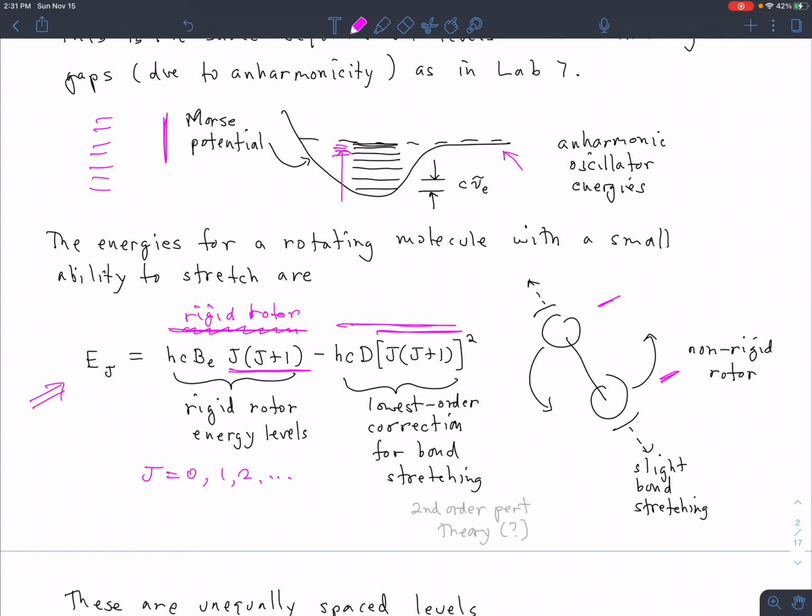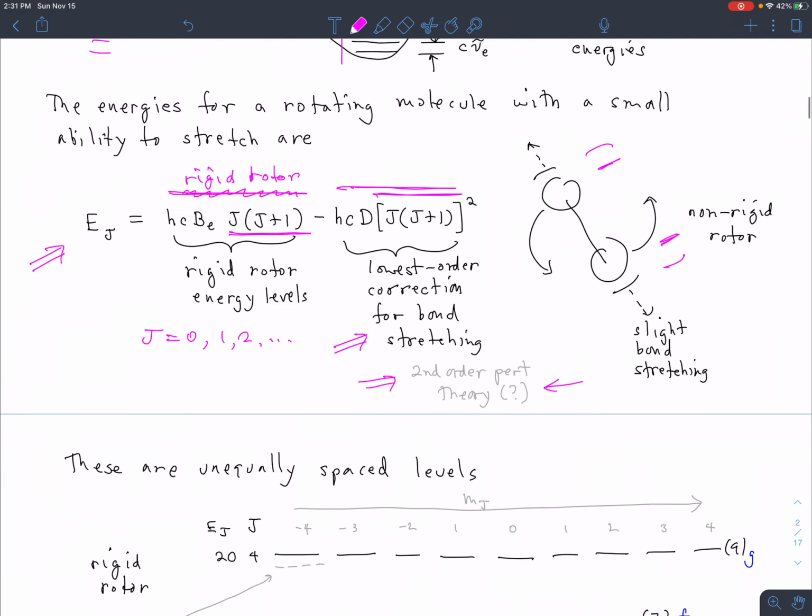And in the correction term, it's a J times J plus 1 quantity squared that accounts for the fact that, in fact, the molecule can stretch a little bit. So it's the lowest order correction for bond stretching. I have here a question mark about whether it comes from second order perturbation theory. I'm almost certain it does, but I haven't looked it up, so I can't be totally certain. For those of you who know some perturbation theory, then you have some idea where this came from. Otherwise, let's just take it as given.